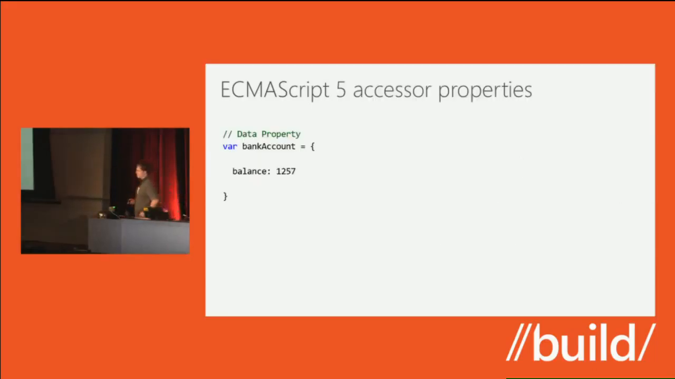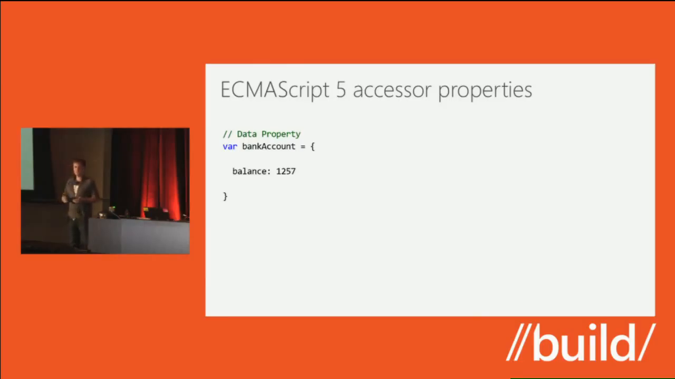So I'll touch on a couple of the things in ECMAScript 5 that are worth being aware of as you're working inside these platforms where you can use ECMAScript 5. So the first thing here, sort of the JavaScript 101, is that every object in JavaScript is just a property bag. It's a map from property names to values. And so you have things like this bank account with an object literal.